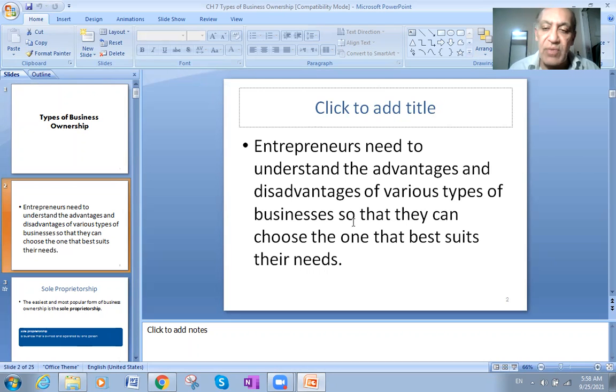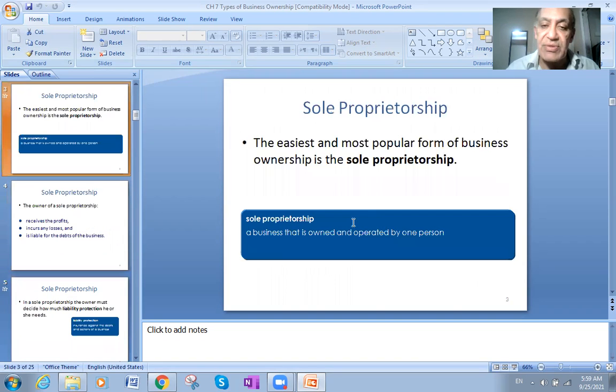So we'll go through them one by one. Why does he want to know the pros and cons of each type of business organization? So that he can select the best one, the one which suits his needs, or matches his own prospective needs. That's why he must do it like this.